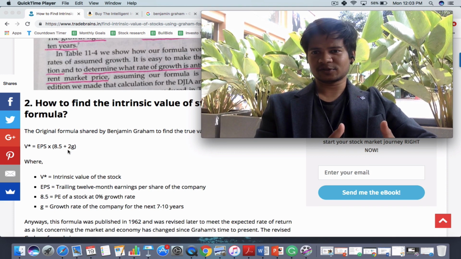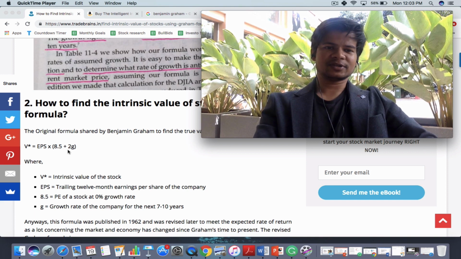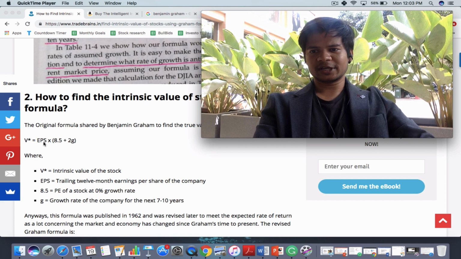I mean, if the company is not growing at all, then its PE was considered 8.5, and here G is the growth rate. So overall, the two important inputs of Graham formula were EPS, that is earnings per share, and G, that is the growth rate.